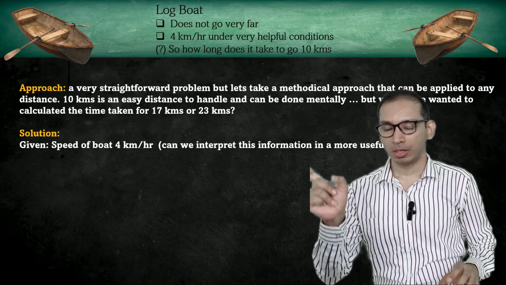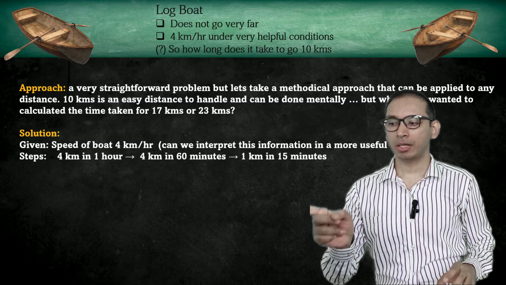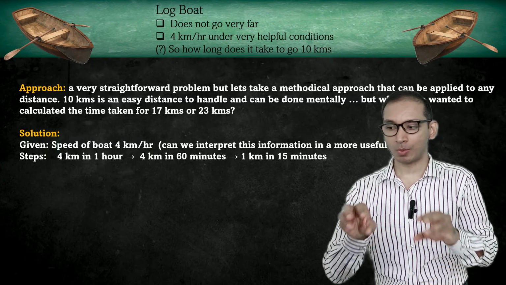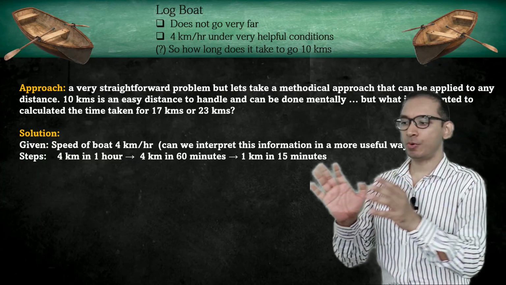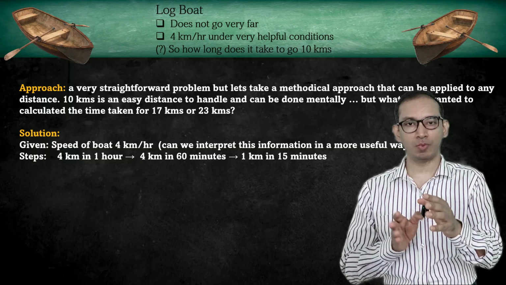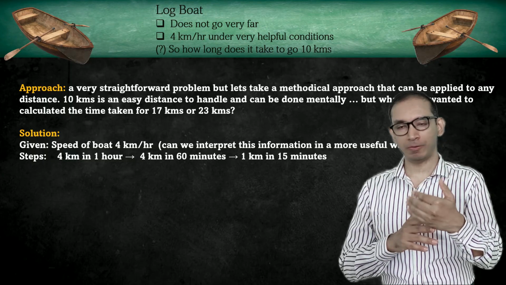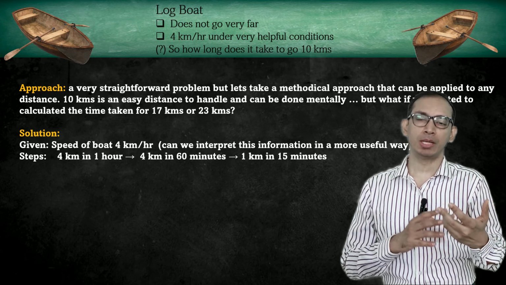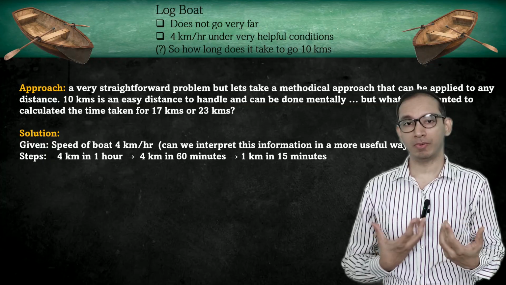So what do we do? 4 kilometers in 1 hour. So we convert that hour into minutes, 60 minutes. So 1 kilometer in 15 minutes. Now it's very easy, because if 4 kilometers is traveled in 1 hour and you divide 1 hour by 4, you get 0.25 hours. Now that becomes a decimal number, very difficult to handle intuitively.